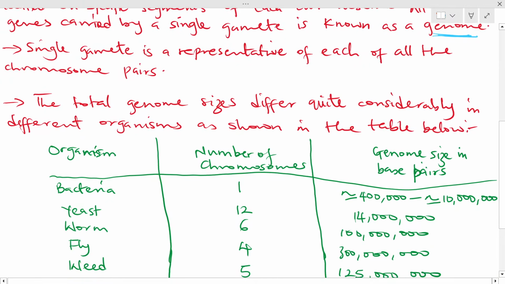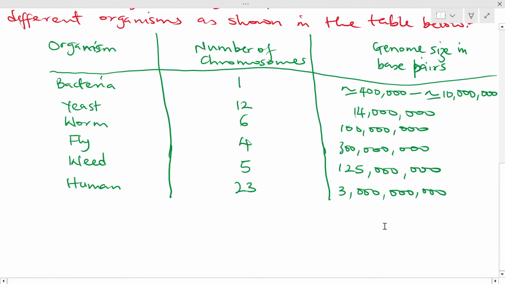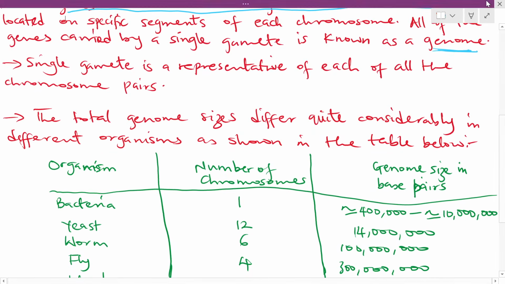So we went ahead to see the different genome sizes of quite a number of different organisms, as shown in the table below. We looked at bacteria, of course a unicellular organism with a single chromosome. We looked at yeast, we looked at the worm, and for all of these we looked at their approximate genome sizes in base pairs. So that's pretty much of this slide.